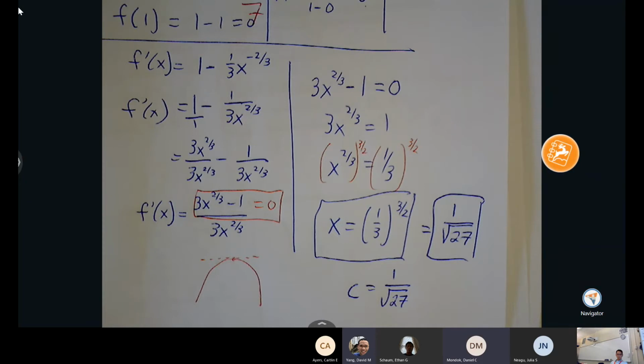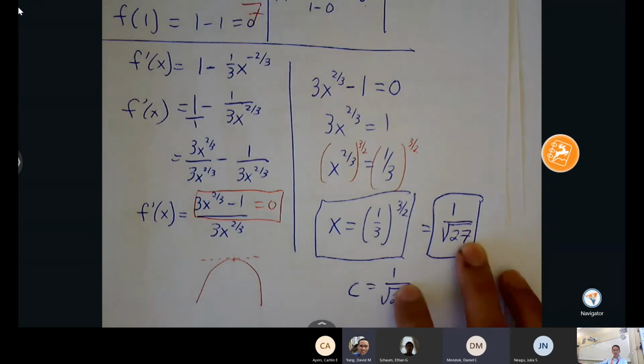If we didn't put 1 over square root of 27, would that also be right? Yeah, any of these are okay. Okay.